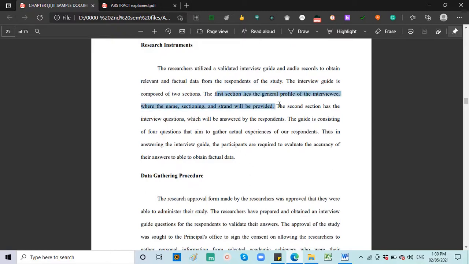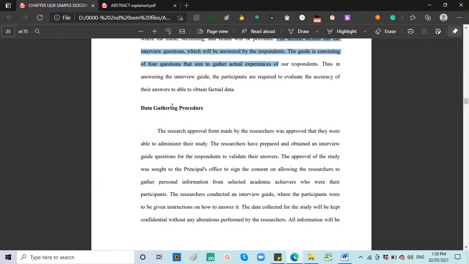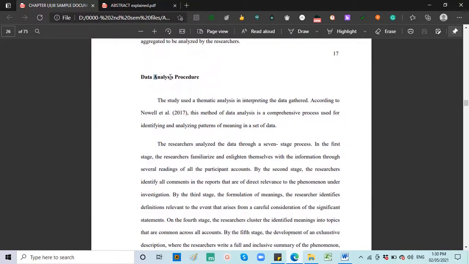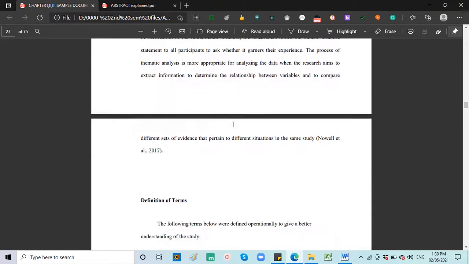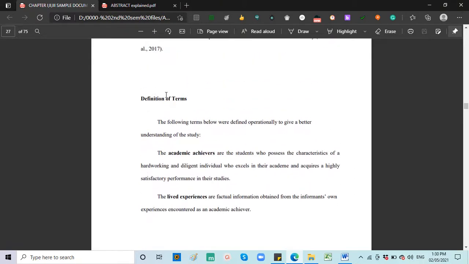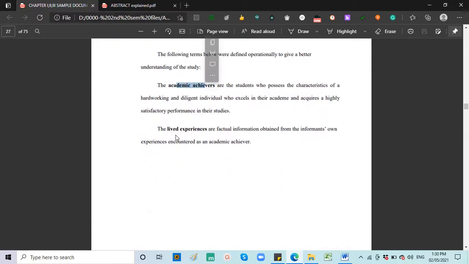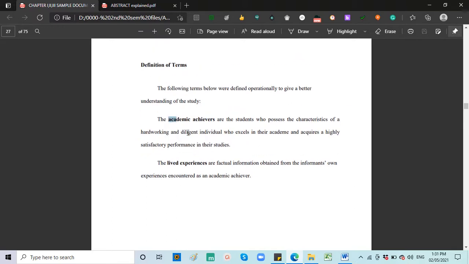The first section, the second section has the interview questions, answered by the respondents, and then our data gathering procedure, how we gathered the data. And our data analysis procedure is thematic analysis. Then the definition of terms would be the last part: academic achievers and lived experiences. That's it, no? You can include factors and challenges in the SOP, and you can also put those two in the title.